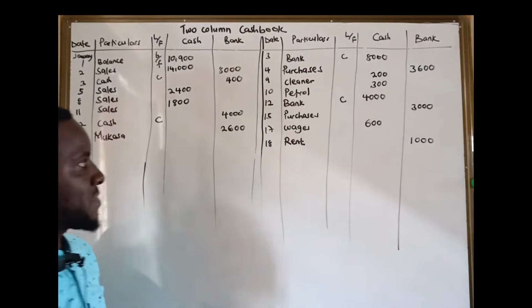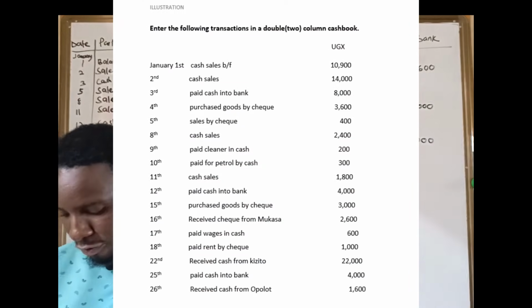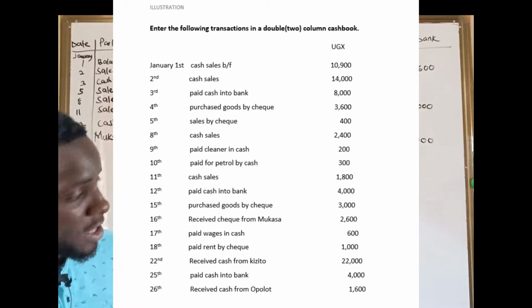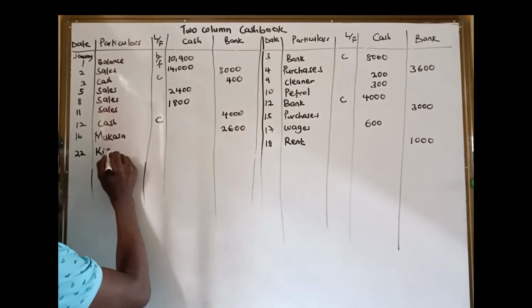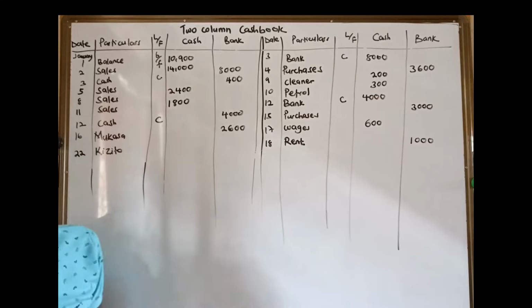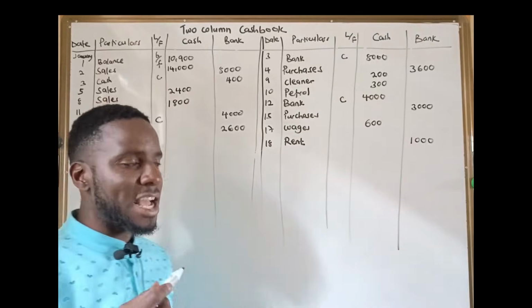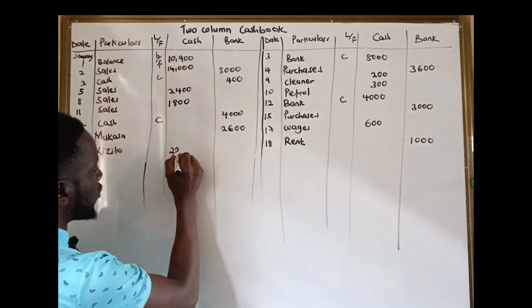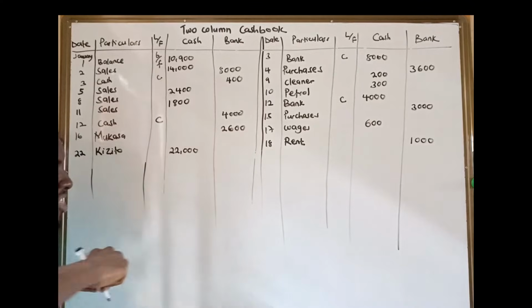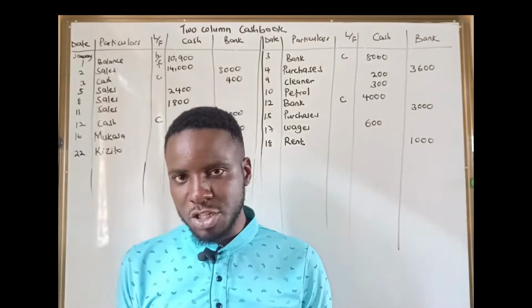So that's it. Then our next transaction was on the 22nd, received cash from Kizito worth 22,000. So we come on the 22nd, we say Kizito. So we received cash from Kizito. This time it's not check, it's cash. So if it is cash, we indicate how much it is in the cash column. So it is 22,000 shillings. So that's the cash we received from Kizito.